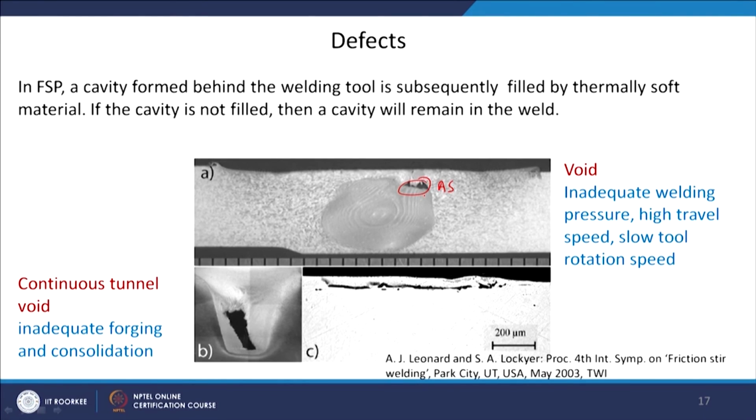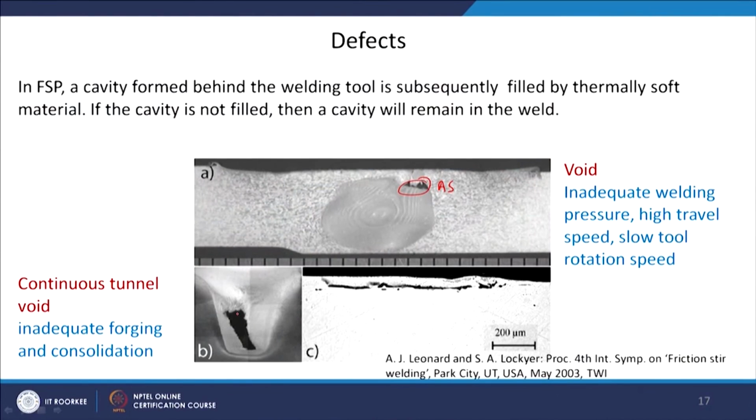High travel speed and low rotation speed mean you are not heating the material, so softening of the material is not sufficient. Sometimes you can have this kind of tunnel. This tunnel will go throughout the processed region, from start to finish, a kind of channel. And that is also due to insufficient heating and insufficient normal force. So, when you increase the RPM or the normal force, you will be able to remove these kinds of defects.